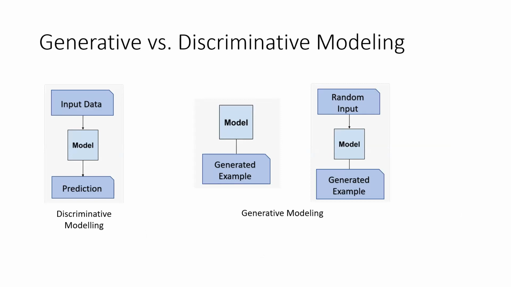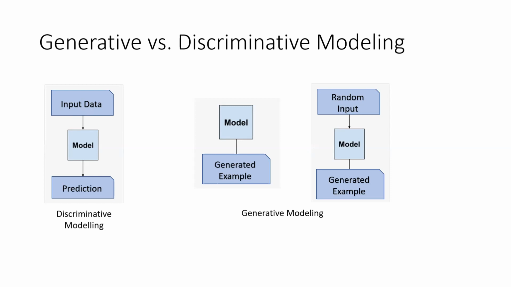A discriminative model is a model where we get some input data. This is given. Our input is given. This can be numbers, text, images. We take it through the model, and the model makes some prediction. For example, if the model is a classification model, it will make a classification prediction, whether the input belongs to this class or these classes. That's the discriminative model.